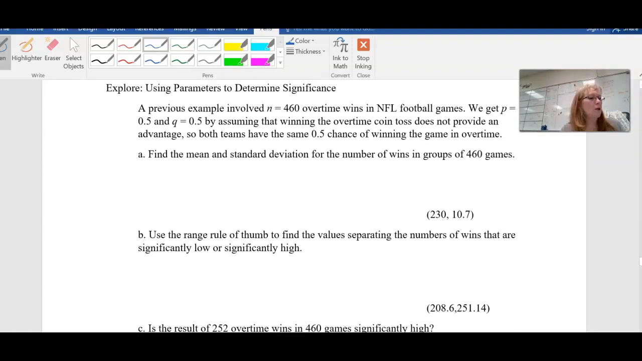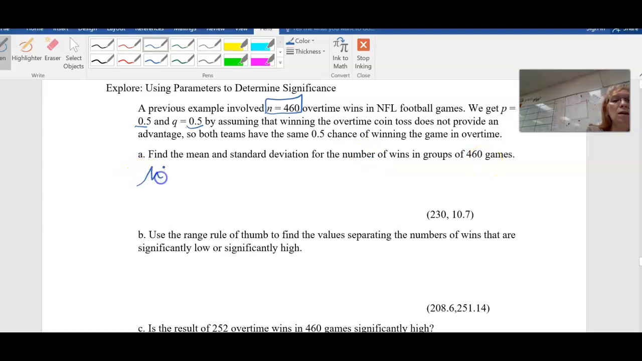So 460, we're on our NFL football team. So we have 460 as n. How many times are we going to flip? p equals 0.5, so the chance of success is 0.5 and the chance of failure is 0.5. You're flipping a coin, right? 50-50. So both teams have a 50-50 chance of winning the game in overtime. Find the mean and the standard deviation for the number of wins. So pause and do that.